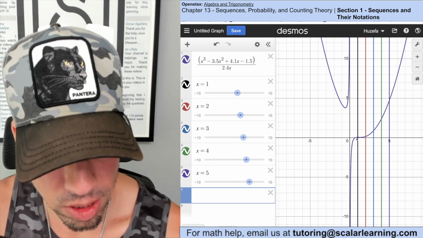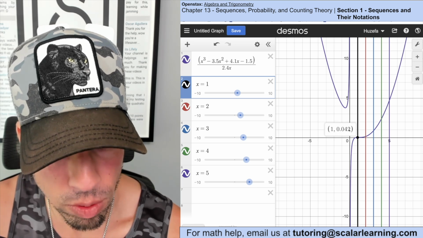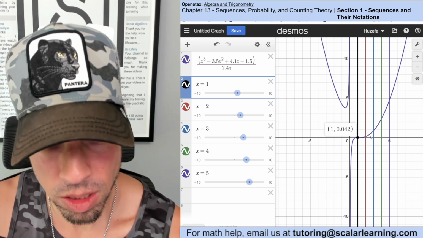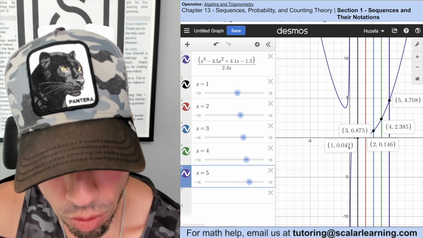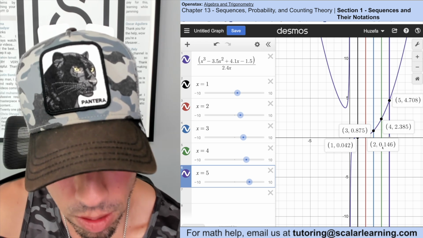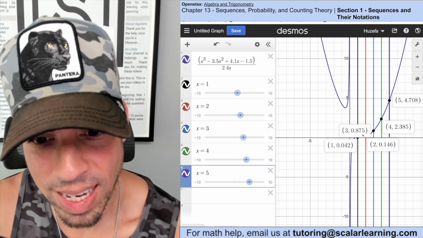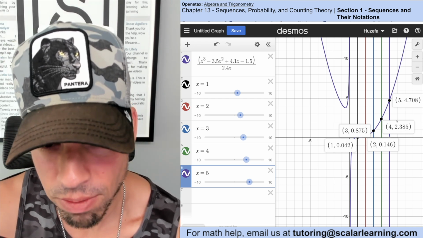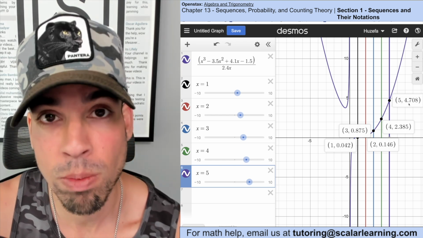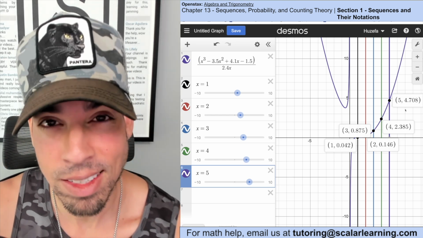Now we're going to see the intersection points, and the y value is going to be the terms of the sequence. So the first term would be 0.042, second term would be 0.146, third is 0.875, fourth is 2.385, and fifth is 4.708. So that's how you do it.